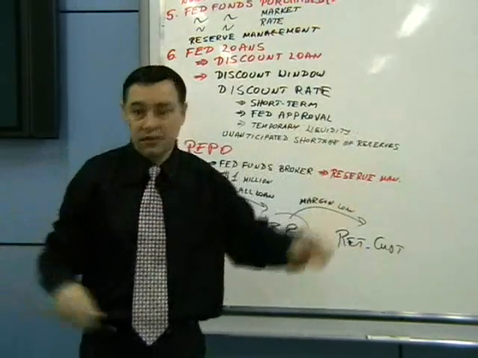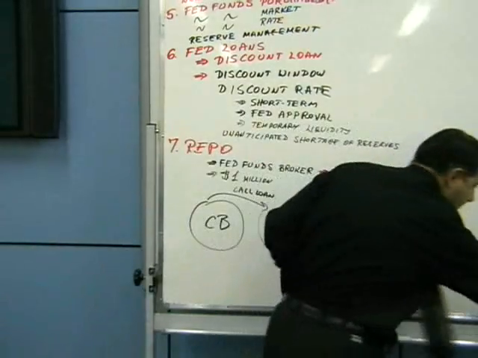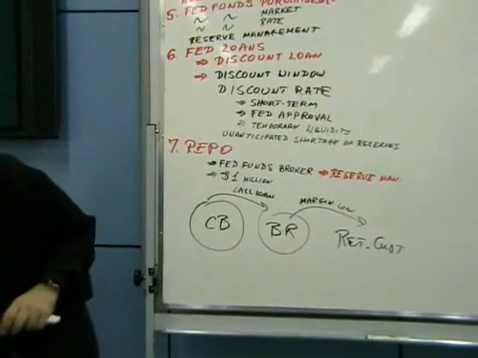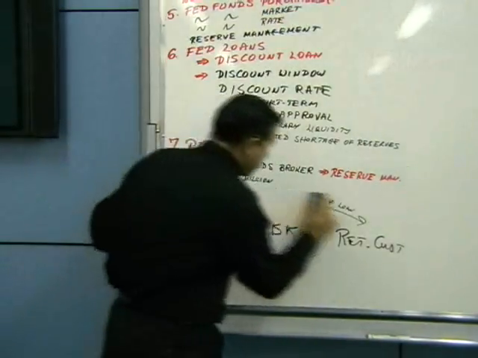All right, is that good enough? All right, let's move. So repo is repo. Let me take a look if I got anything else for the repo. All right, number 8, eurodollar borrowing.